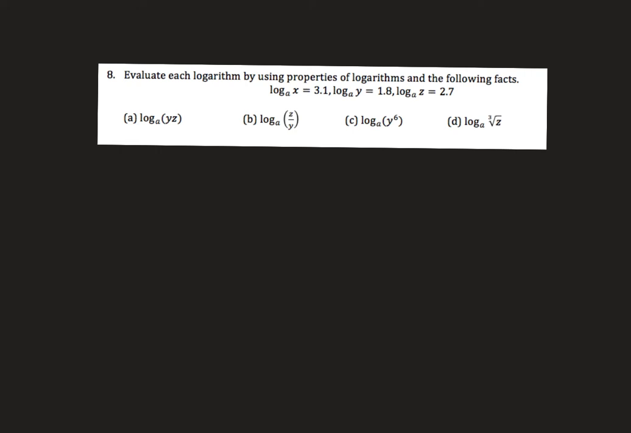For A, I'll be using the product property. For B, we have the quotient. And for C and D, we'll be using the power property. So product, quotient, power, and power.